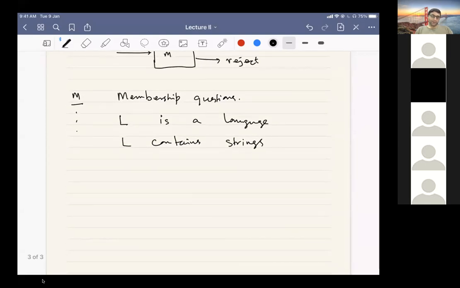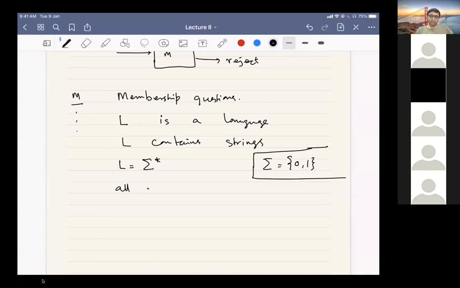So for example, imagine that L is a language which is sigma star. We do not know what sigma star is. We can make our sigma just 0, 1. To simplify things, imagine that sigma is just 0. Then L is a language which is sigma. So what kind of strings do we have in it?